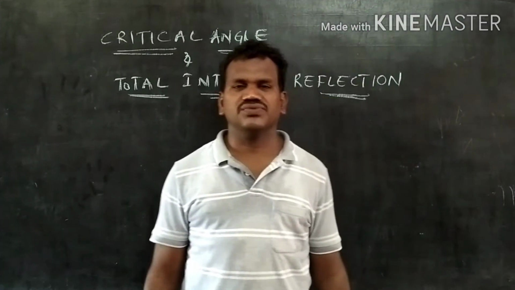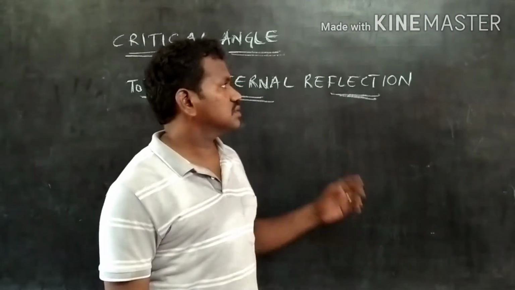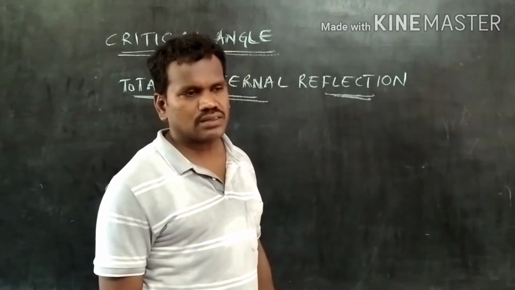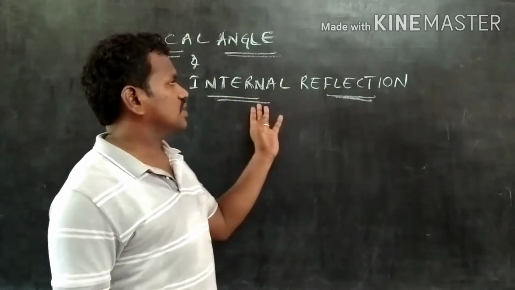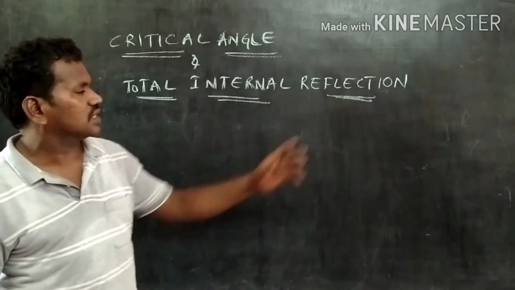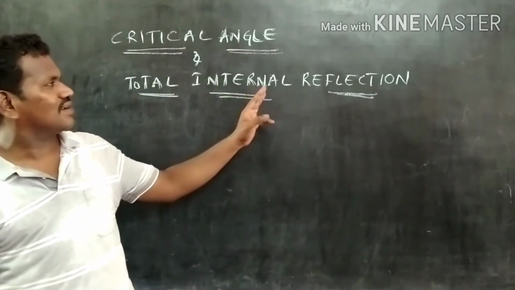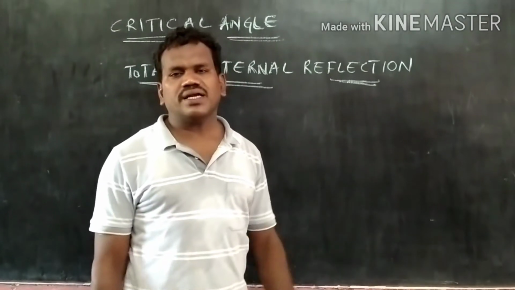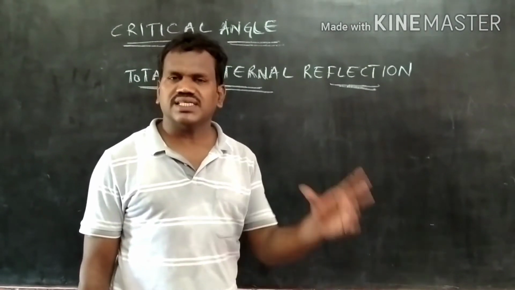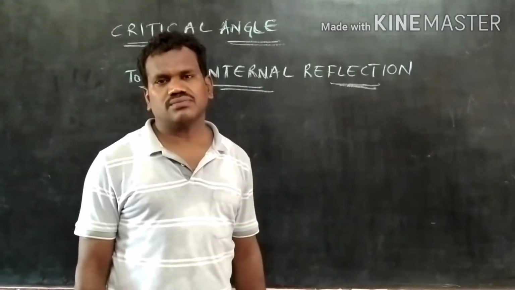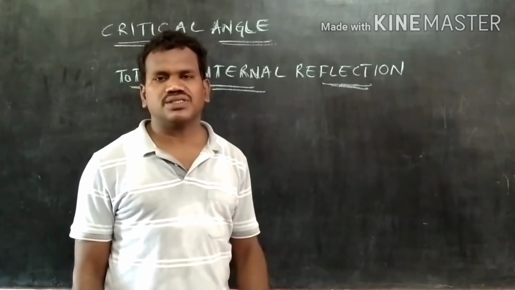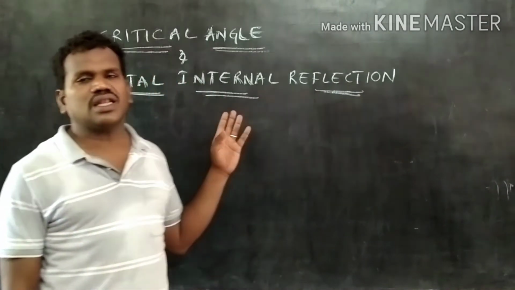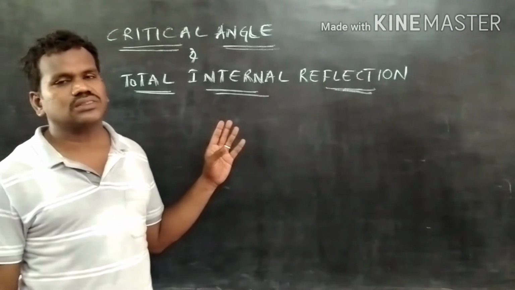Students, in this video we are going to discuss one of the important properties of light, that is critical angle as well as total internal reflection. Before, we discussed many properties of light: refraction, reflection, interference, dispersion. This is one of the very important aspects of light that we are going to discuss now.